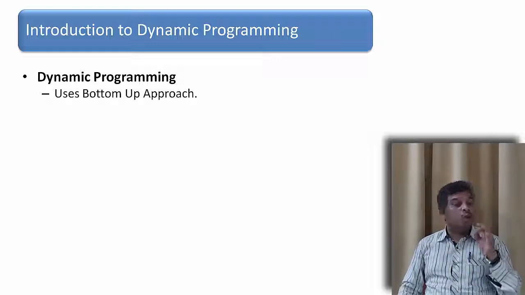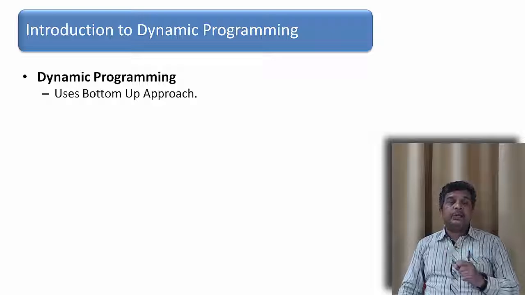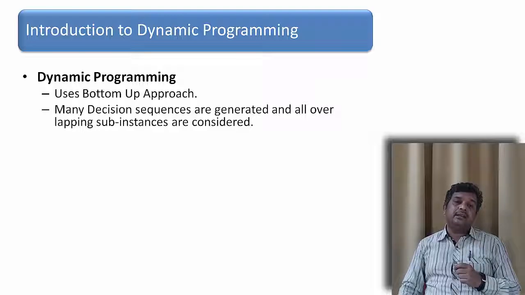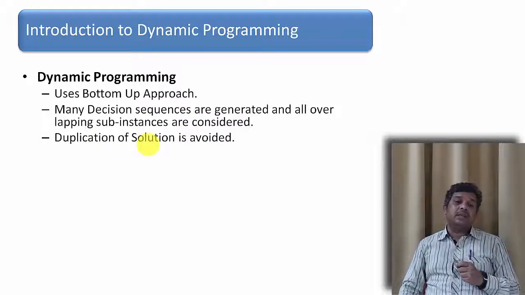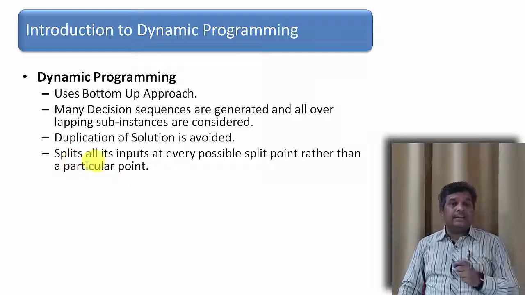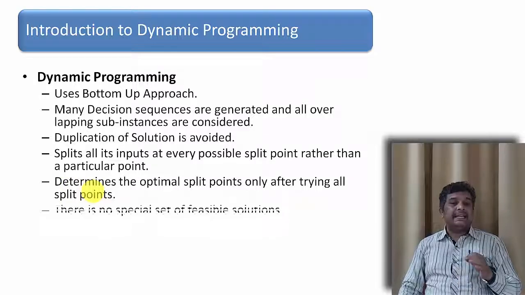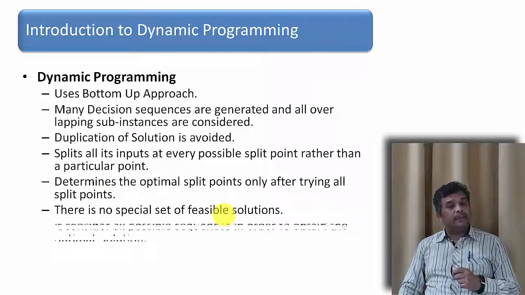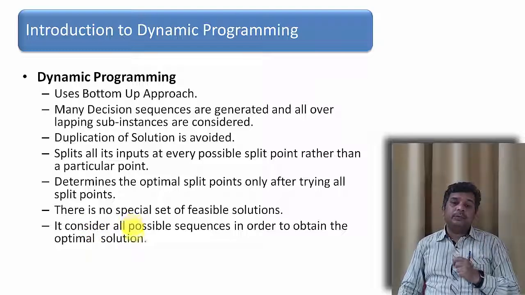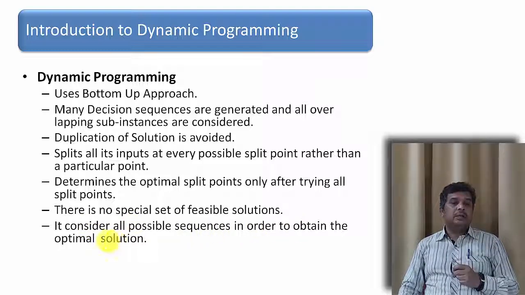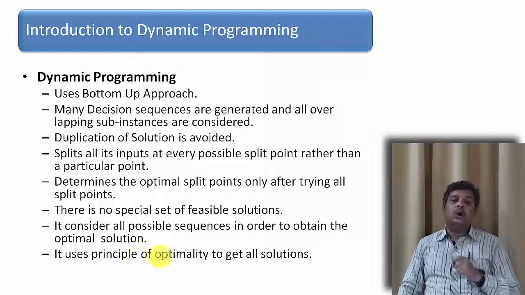Dynamic programming uses a bottom-up approach. Many decision sequences are generated and all overlapping sub-instances are considered. The duplication of solutions is avoided, and it splits its input at every possible split point rather than a particular point. We determine the optimal split point only after trying all the split points, and there is no special set of feasible solutions here. It considers all possible sequences in order to obtain the optimal solution, and it uses the principle of optimality to get all its solutions.